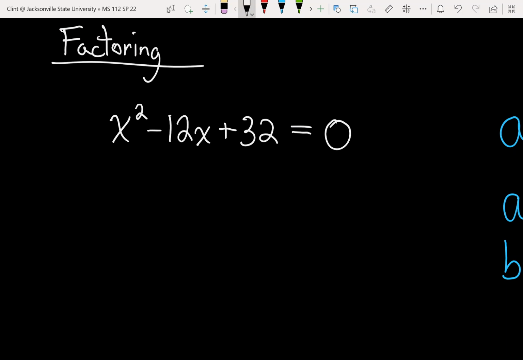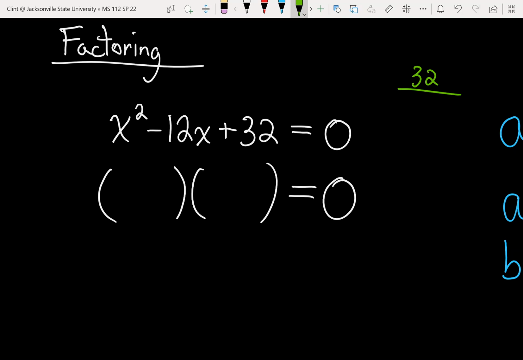So let's try it. Let's factor. Here we've got a 1 leading coefficient, so it's not too bad. We need factors of 32 that will add together and give us -12. So that might take a second. If we need to, we can list out factors of 32. So let's see, 1 and 32, 2 and 16, 4 and 8.